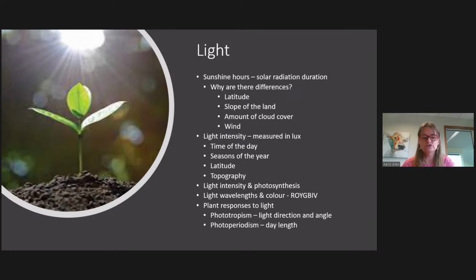So we then move into different wavelengths. This is a lot about physics here. So wavelengths and the colour. Each of those have different wavelengths and a different colour. And some plants take in those different colours and use it for photosynthesis better.